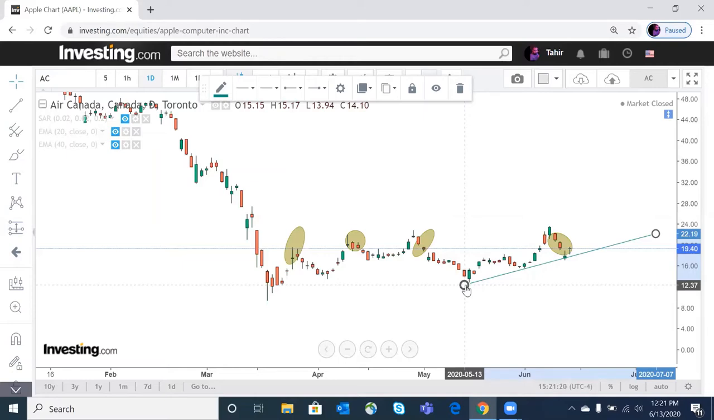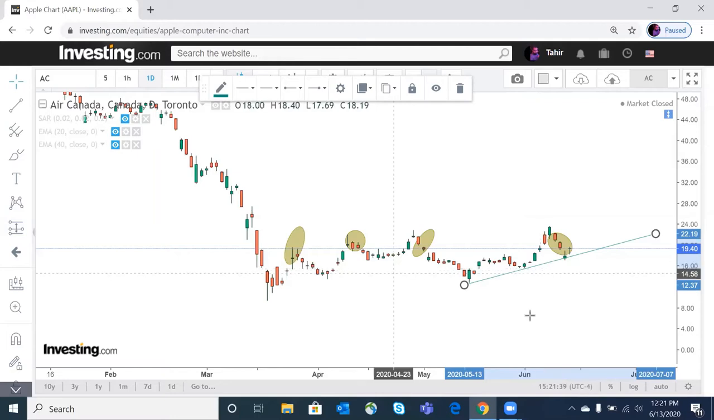Okay, support and resistance. Support is the point which acts as a floor and prevents the price from falling below that level, and it has been tested many times by the market. And resistance is the reverse. Resistance is a ceiling which prevents the price from going beyond that level, and it has been tested by the market many times.